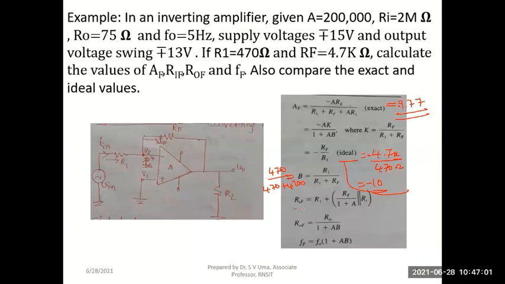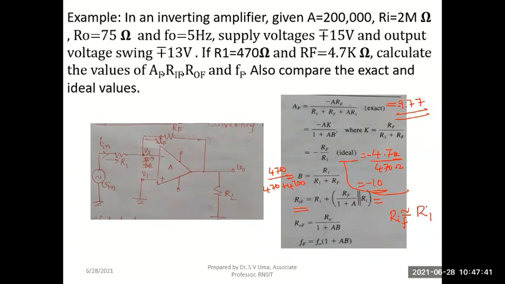I want you to compute RIF exact value and match it with what is RIF approximate. In the inverting amplifier, I told you, remember the input impedance with feedback is equivalent to the resistance which is connected between the voltage signal generator and the inverting terminal. So approximately RIF is equal to R1. Exactly RIF is R1 plus some factor. I want you to calculate approximate value and the exact value.